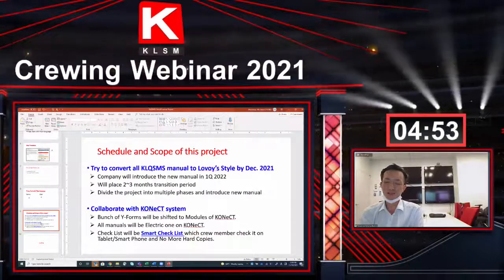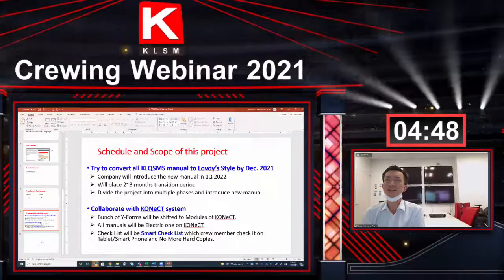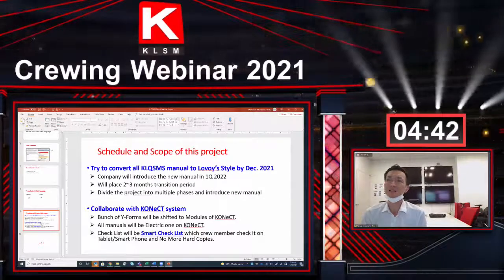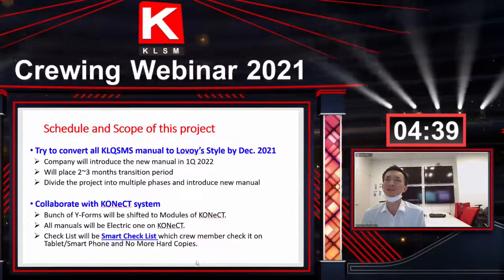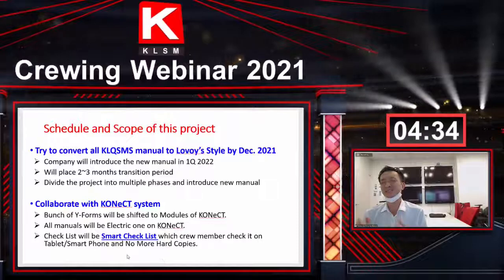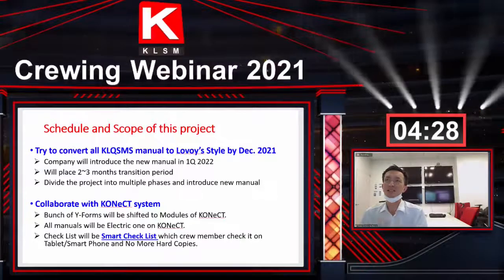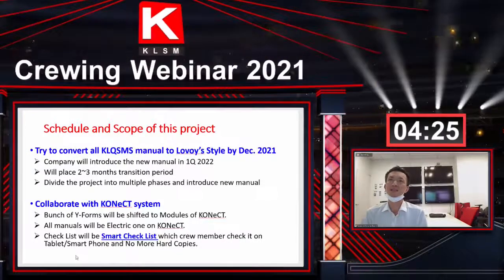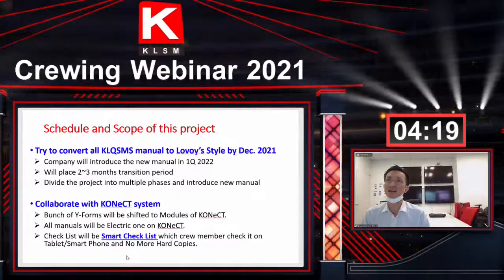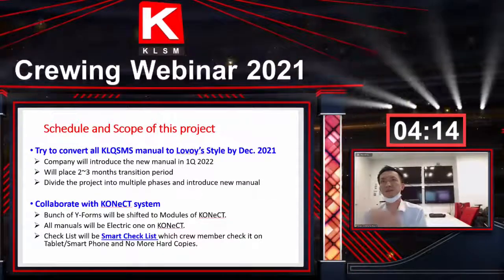Of course, suddenly changing all manuals without any transition period would give you big problems on board. So I will put in a transition period of 2 to 3 months, and I'm planning to divide the introduction into 2 or 3 phases. Gradually we will shift to the new SMS manual. That's my plan, but QCG is studying right now how we introduce this manual. Once we have a concrete plan, I will let you know.